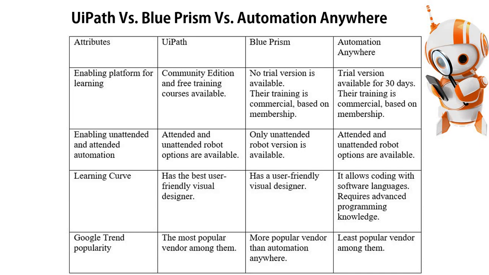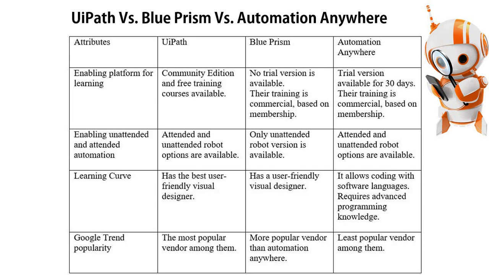If you observe UiPath, BluePrism, and Automation Anywhere, these are available in different editions. UiPath is available in a community edition, which is free, and they also provide free tutorials which are helpful for creating UiPath robots. Whereas for BluePrism, there is no trial version available, so we definitely need to purchase a commercial version, and the training is also commercial, based on membership. Automation Anywhere provides a trial version for 30 days, and their training is commercial based on membership.